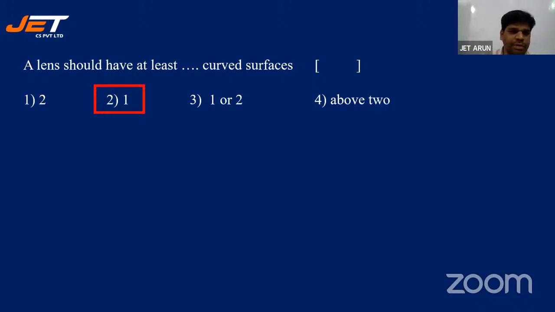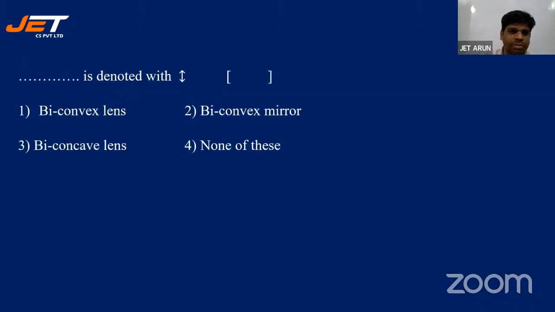All right, let's go forward. Dash is denoted by this arrow, double arrow.